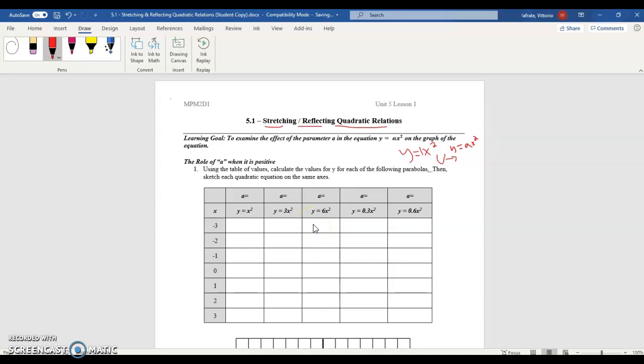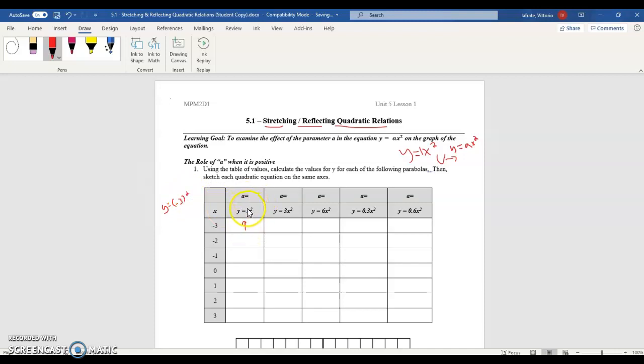And then I'll go through them quickly because we should have some expectation that we know how to fill in a table of values at this point. You've done it several times in previous units. So y is equal to x squared is the most straightforward one. So let's say, for example, you want to find the y value when x is equal to negative 3. What you would do is y is equal to negative 3 squared, which would be 9.